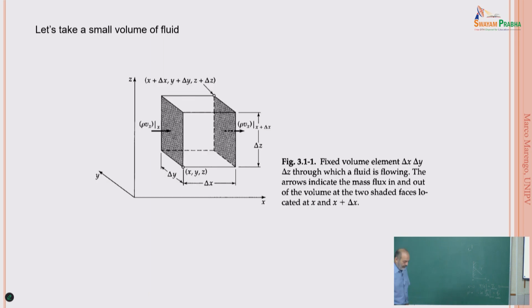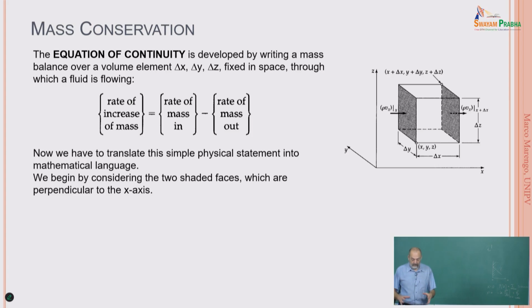So, how can we deal with this matter? Like we have done for the heat equation, in the same way we can consider a small volume with a different orientation. It can be, let's say, a cube, so that is simple. We dimension it dx, dy, and dz. Of course, what we want to do is a balance of mass, momentum, and energy inside this volume.